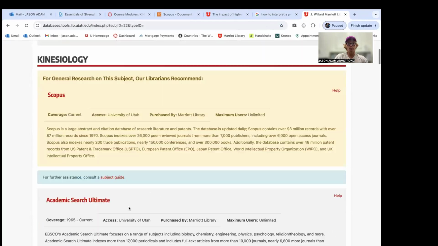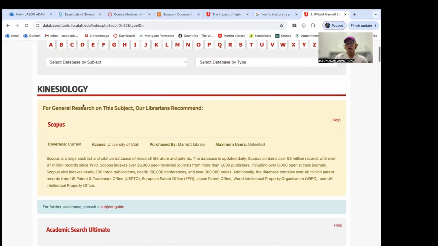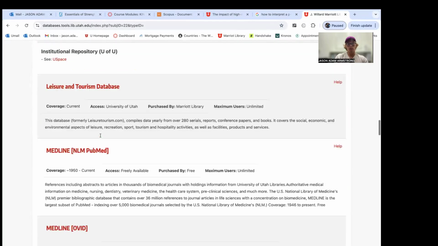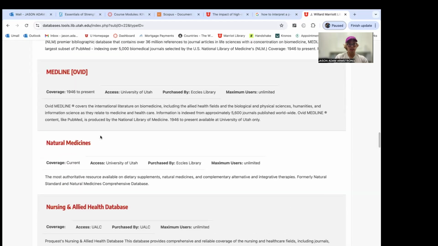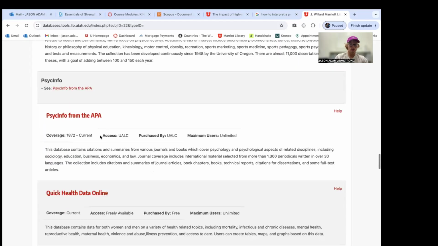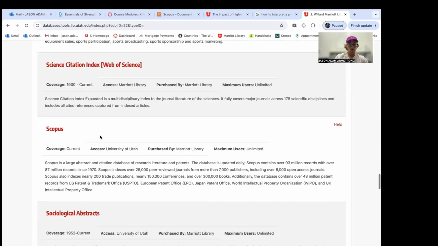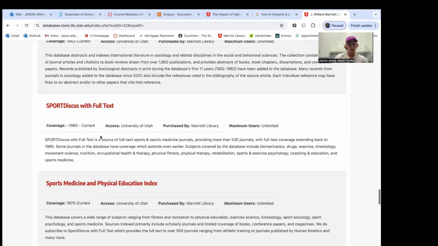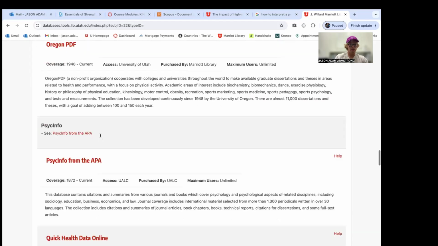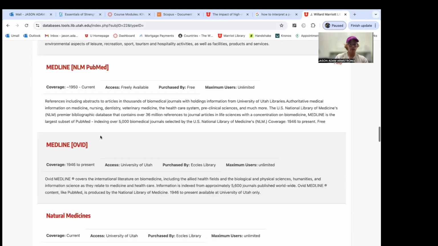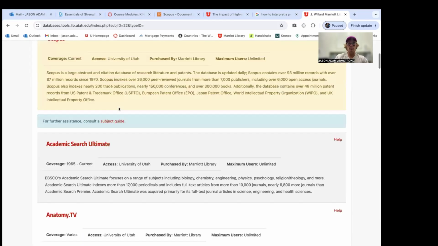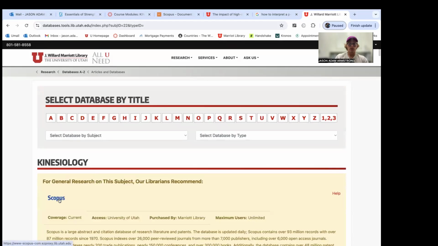Now, the two probably most popular: you can see Scopus is recommended by librarians, and I'm very familiar with that. The other really common one is PubMed. So if you come down to, oh, there's Scopus again. Where is it? So there's PsycInfo. Oh, here we go. So Medline, PubMed. That's another one that's very commonly used. I'm going to use Scopus today.